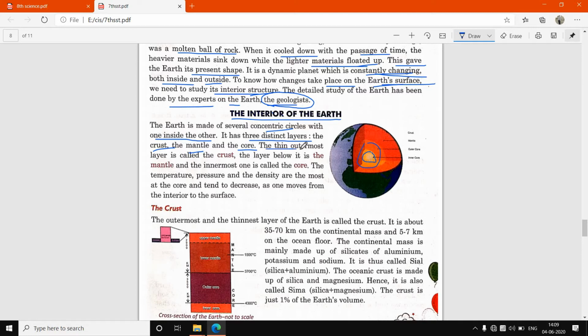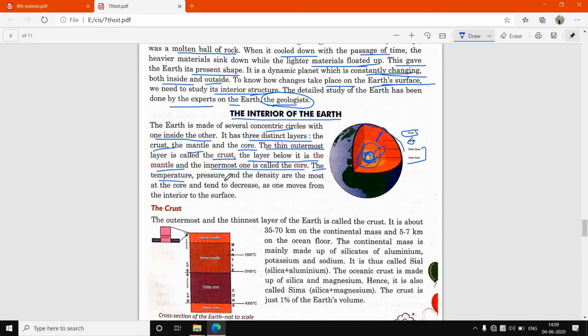So the thin outermost layer is called the crust. What do we call our outermost layer? Crust. This is the outermost layer. We will call it the crust. Now the layer below it is the mantle. And the innermost one is the core. This inner part of the earth we will call the core.